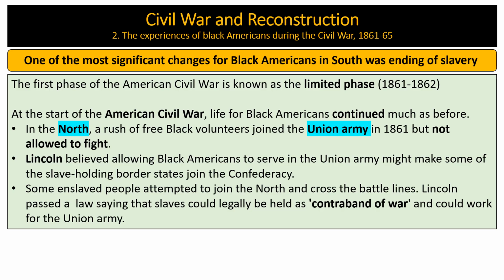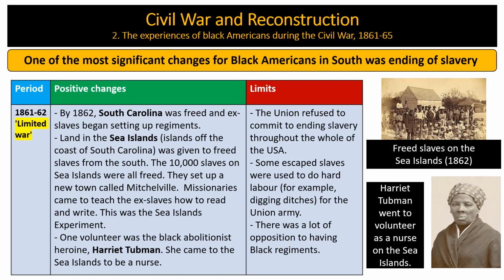Some enslaved people attempted to join the North and cross the battle lines. Lincoln passed a law saying that slaves could legally be held as, quote, contraband of war and could work for the Union Army. So in terms of the limited war phase, we're going to divide this up into positive changes and also limitations. So in terms of positive changes, by 1862, South Carolina was freed and ex-slaves began setting up regiments.